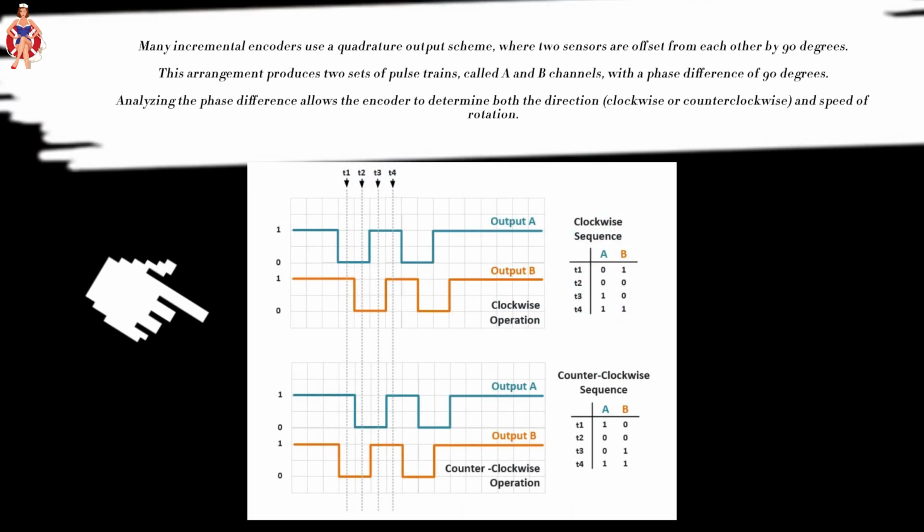Many incremental encoders use a quadrature output scheme, where two sensors are offset from each other by 90 degrees. This arrangement produces two sets of pulse trains, called A and B channels, with a phase difference of 90 degrees. Analyzing the phase difference allows the encoder to determine both the direction and speed of rotation.